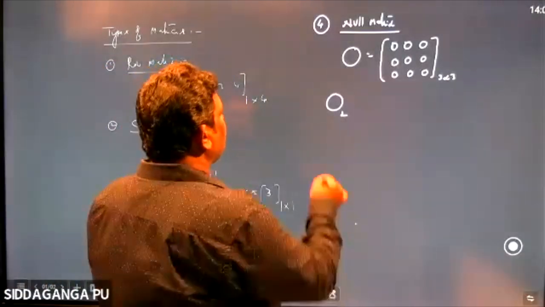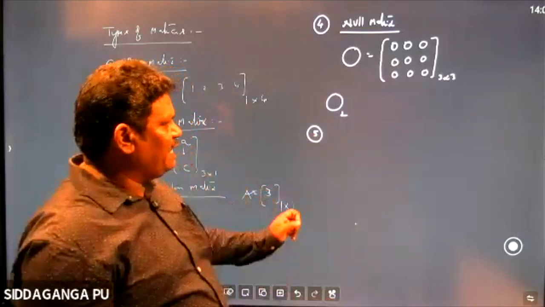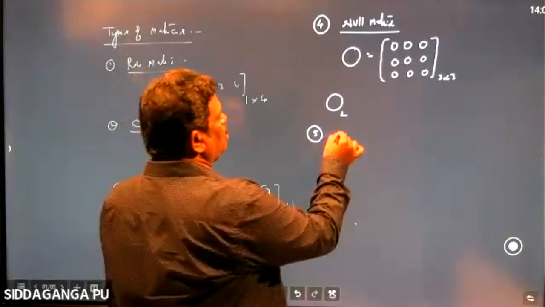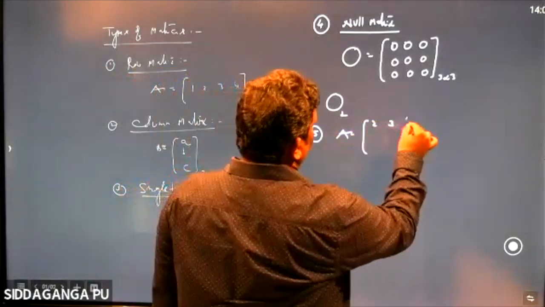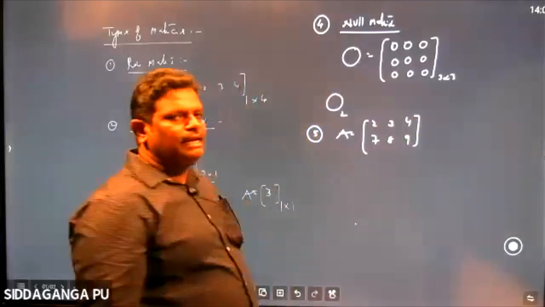And another one here, rectangular matrix. Actually, this definition is not there in the textbook. Rectangular matrix means it depends on the order. So, for example, we can choose one matrix, A is equal to 2, 3, 4, 7, 8, 9.